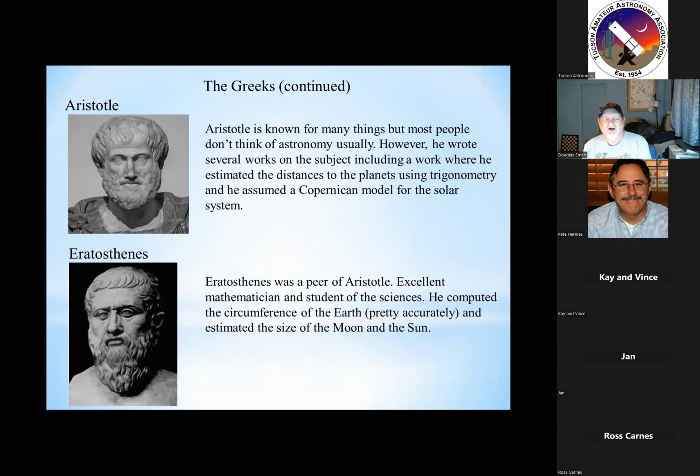Then there's Eratosthenes. This guy is one of my favorites. He was a peer of Aristotle, mathematician, student of the sciences, basically. He's the guy who computed the circumference of the Earth, and he got it pretty accurately, within 5%. And he estimated the size of the moon and the sun, and he got that pretty accurately too, within a few percent. And the circumference of the Earth is important here because that's going to be used for parallax measurements.